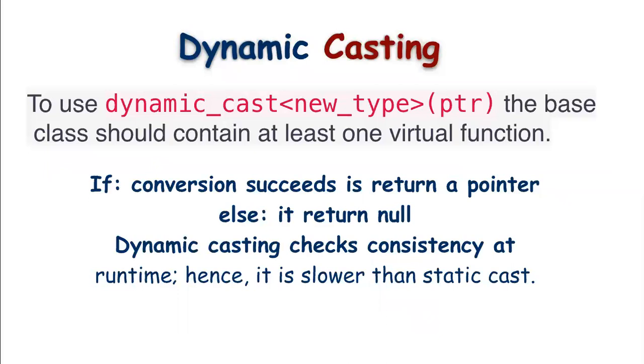To use dynamic casting, the base class should contain at least one virtual function. We will see it in the code. If the conversion succeeds, it returns a pointer, else it returns null, and it checks the consistency at runtime. It will give you no error at compile time. This is why it is slower than static cast. So we will see an example code, and then you will get a better understanding of dynamic casting.